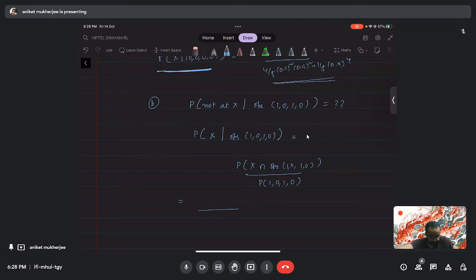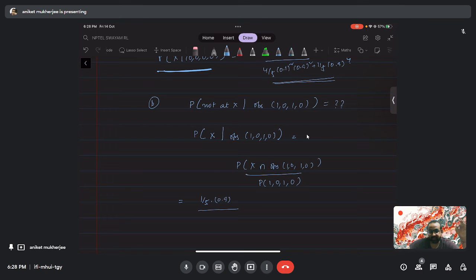Okay, 1 by 5 times 0.9 power 4. No. You are at X and your observation is 1, 0, 1, 0. But X's true observation is 0, 0, 0, 0. No, I didn't get that point. So you have observed 1, 0, 1, 0, and you are at X. Yes. So that means your sensors have malfunctioned.